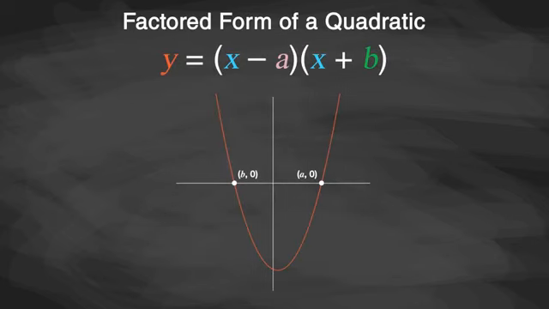It can be challenging to determine the equation when given the graph. It helps to remember the different forms of a quadratic equation and how each form is represented on the graph. The factored form, where the quadratic is written as the product of two binomials, can be written if you have the x-intercepts on the graph.